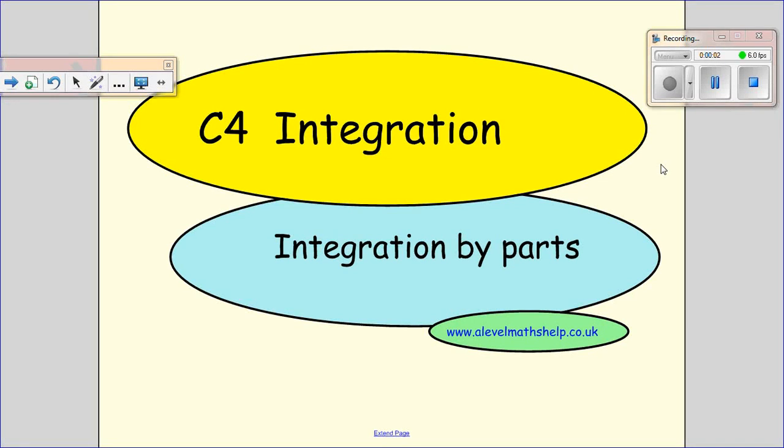Hi, so in this video we're going to be looking at integration by parts. Now if this is the very first time you've looked at this topic, please don't look at the question at the end, and if you have looked before and you want to get much better at this topic, please do.